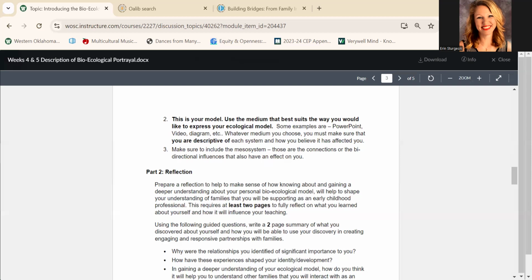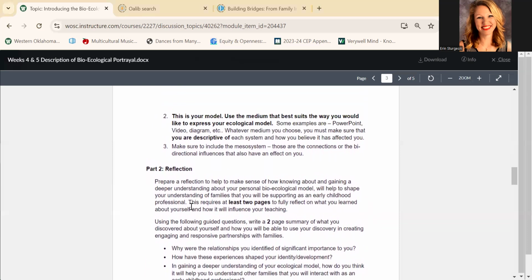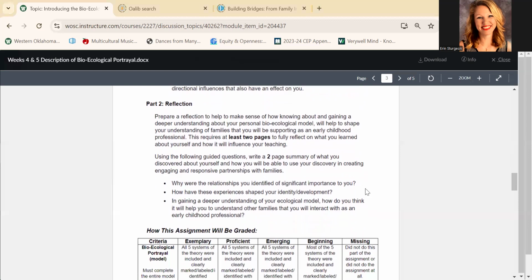Okay, coming back here. Once you've made your model, however you're going to do it, you're going to reflect on it. Prepare a reflection to help make sense of how gaining a deeper understanding about your personal bioecological model will help shape your understanding of families that you will be supporting as an early childhood professional. This requires at least 2 pages.